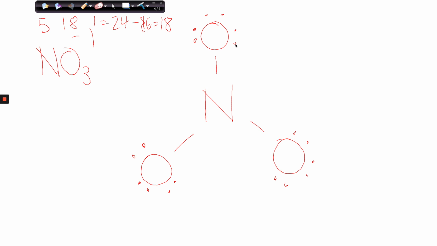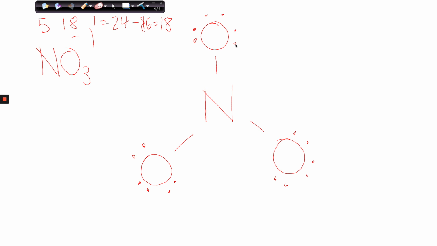So oxygens, full octets. Nitrogen, not so much. So now we need to form a double bond between one of the oxygens and the nitrogen. But guys, you see where this is headed. Which oxygen? Any of them, it doesn't matter.